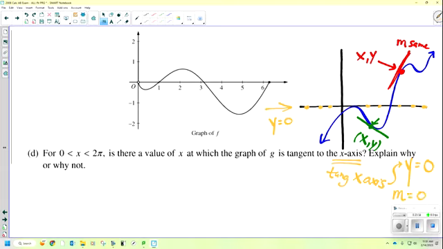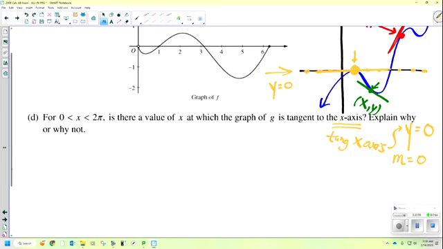Let's take a look. I drew this graph intentionally like this. See this point right here? Not only is the coordinate on the x-axis, but if I draw the line, that slope has to be the same as the x-axis, which is 0. So that's what you need to know to solve this problem.